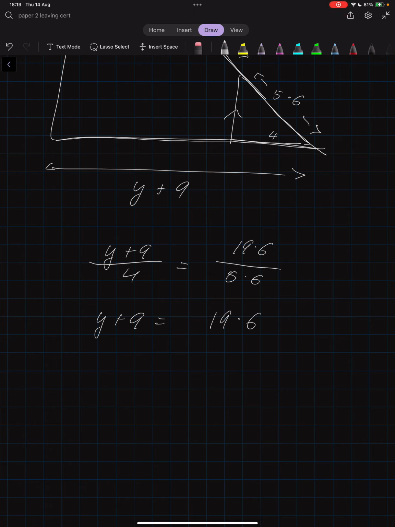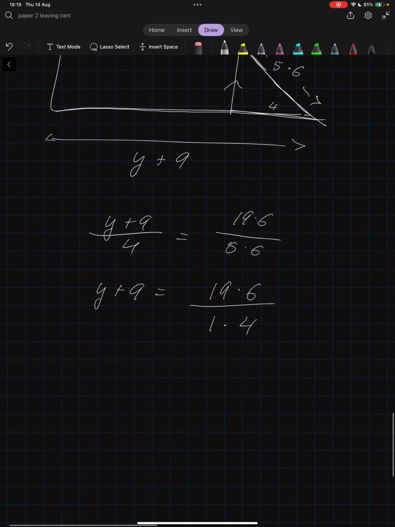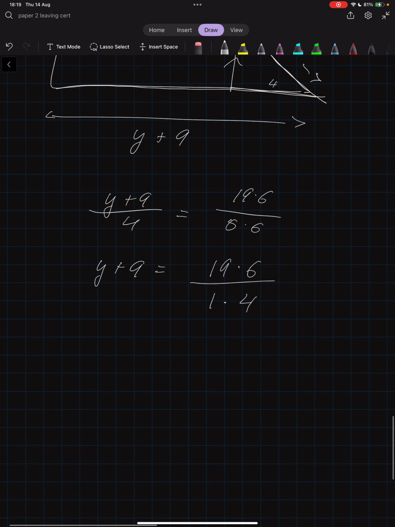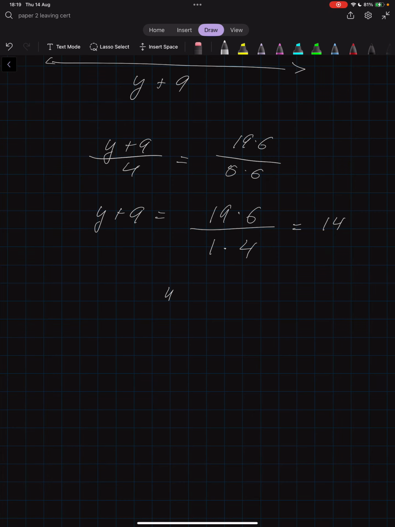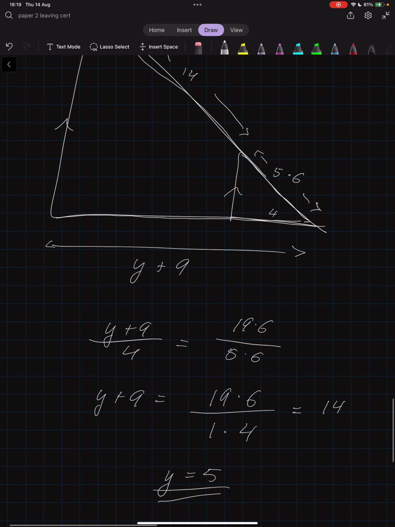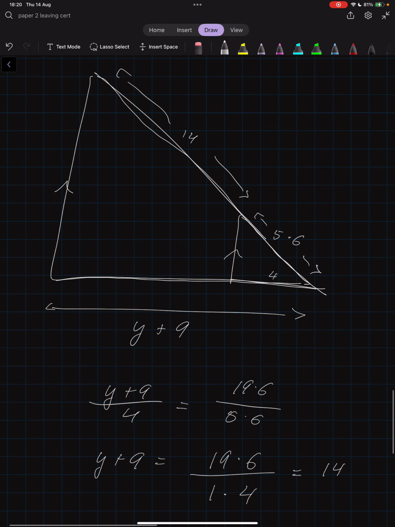Yeah. I think I can just divide the bottom by 4. So 1.4, like that. And this actually ends up being 14. I'm pretty sure. So then we get that y equals 5. Okay? So I could have also said, well, this must be y plus 5, because this is 4 and this is y plus 9. So y plus 5 plus 4 is y plus 9.